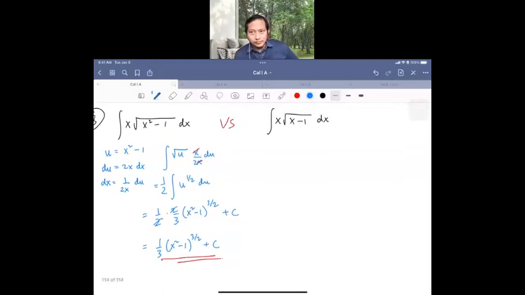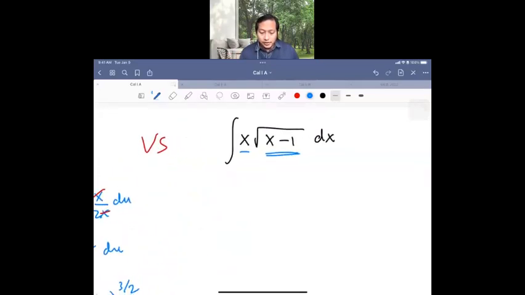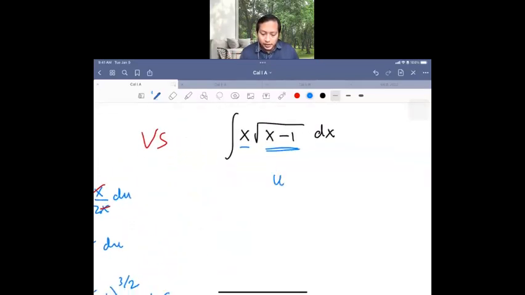And now the right one. How do we solve the right one? Part 1, whenever you have this structure, where you have x and a square root of x minus 1, the idea, mostly and frequently, is to first substitute this x minus 1.